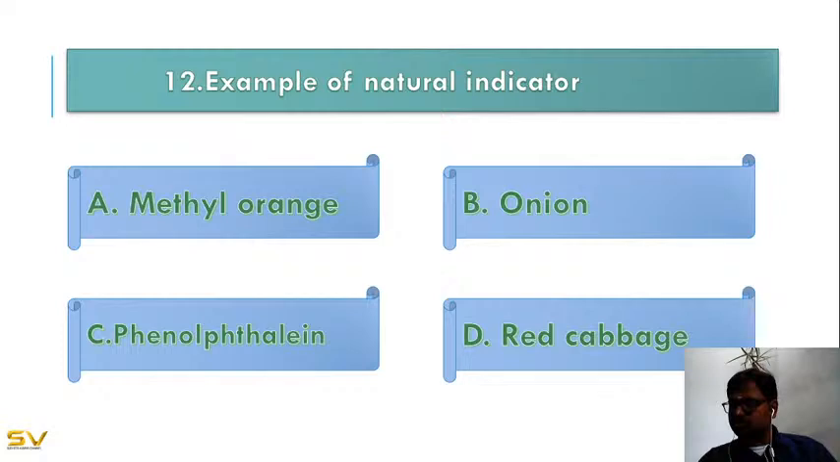So yes, it's a natural indicator. Yogeshwar option D, Rana Pratap option D. Let us see the answer first. Yes, it's option D. Here it's a natural indicator. Onion, though it is natural, but red cabbage, turmeric solution, and extract of colored petals of flowers will be considered as natural indicators.